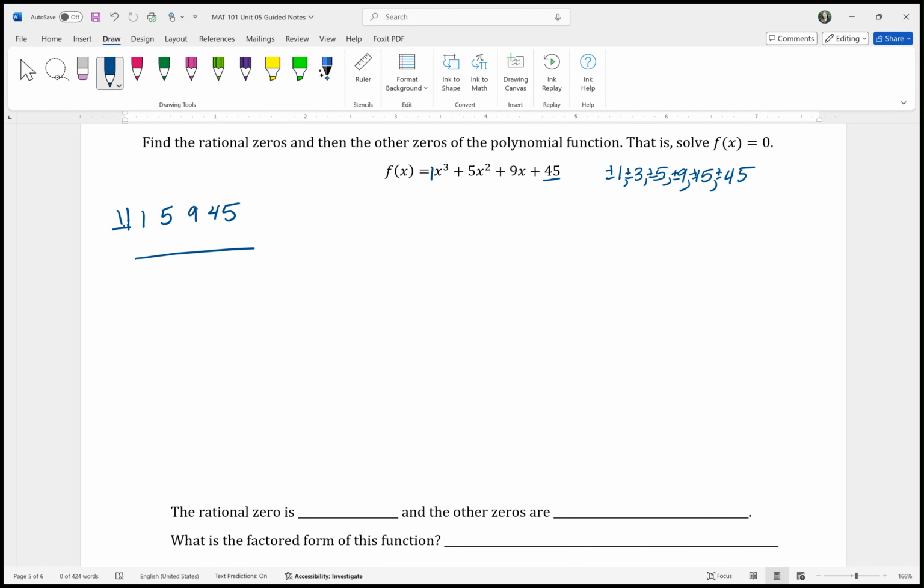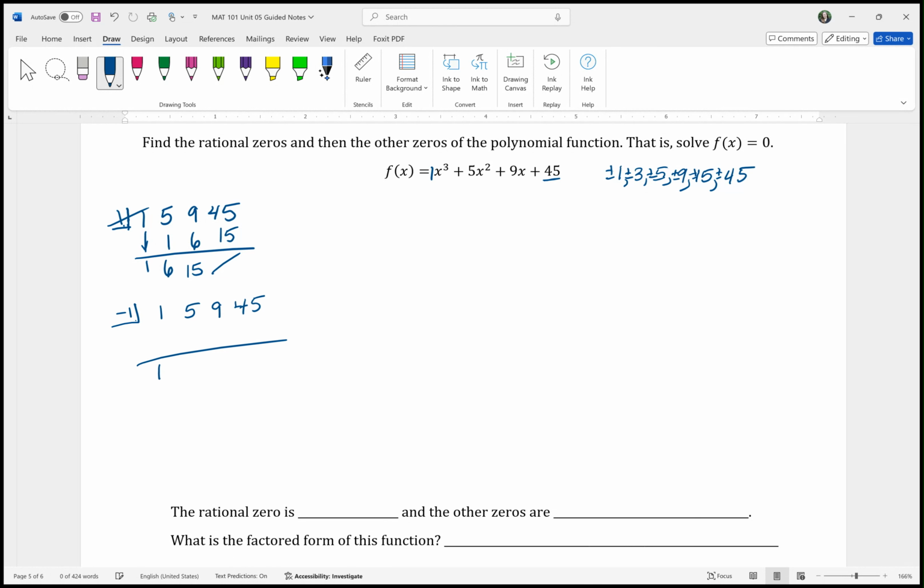All right, all that said, bring down the 1. 1 times 1 is 1. 5 plus 1 is 6. 1 times 6 is 6. 9 and 6 is 15. Add 15, and you're not going to get 0. So 1's not it. Let's try negative 1. 1, 5, 9, 45.